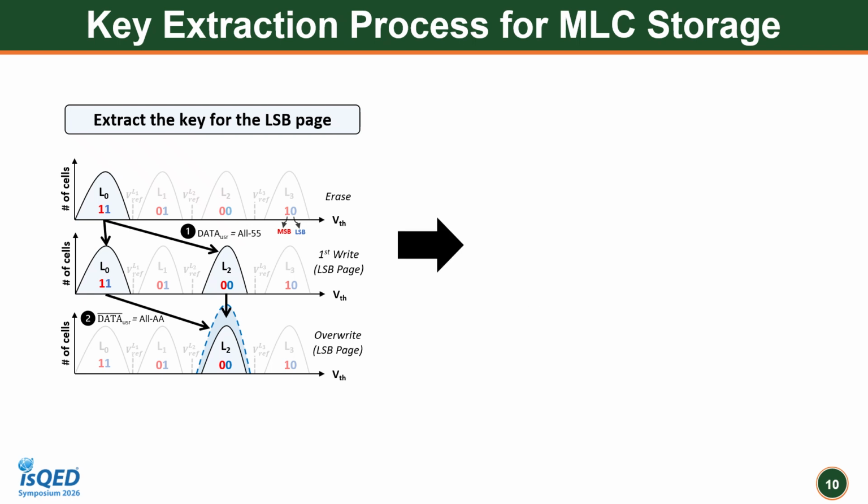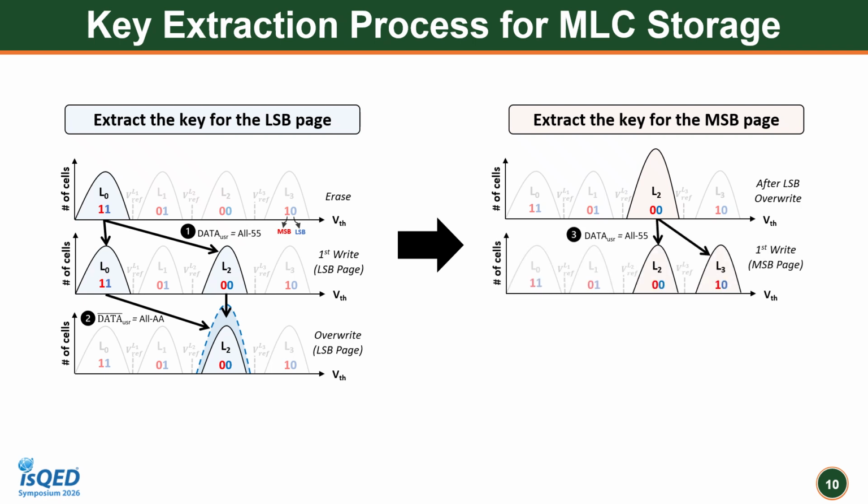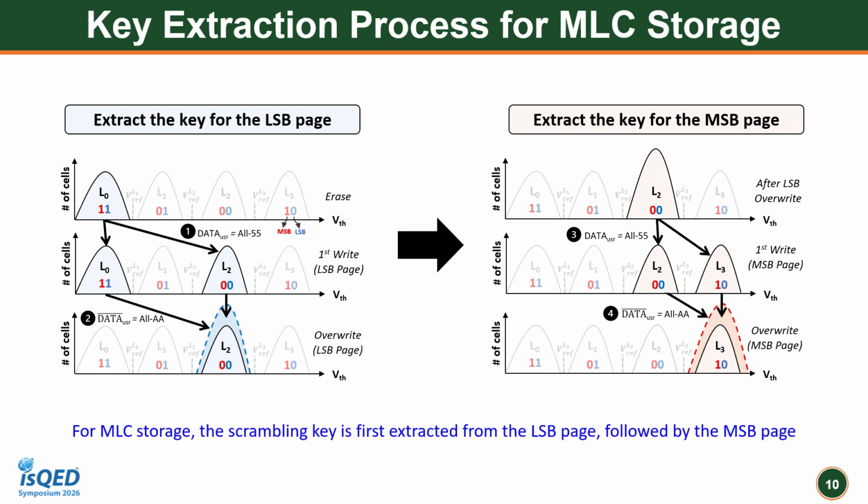Then we move to the next step, the MSB page key descrambling. Now we start at the L2 state, and without touching anything on the LSB page, we first program the MSB page with all 5, and that will make cells move to L2 or L3. The next step is programming with the inverted pattern, which is again all A. This will make the final state L3, so all the cells will get moved to L3.